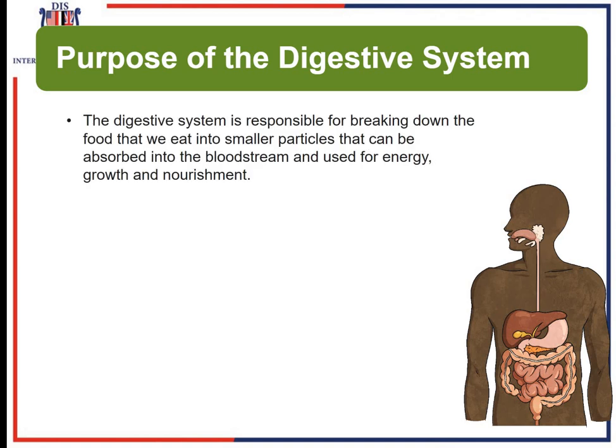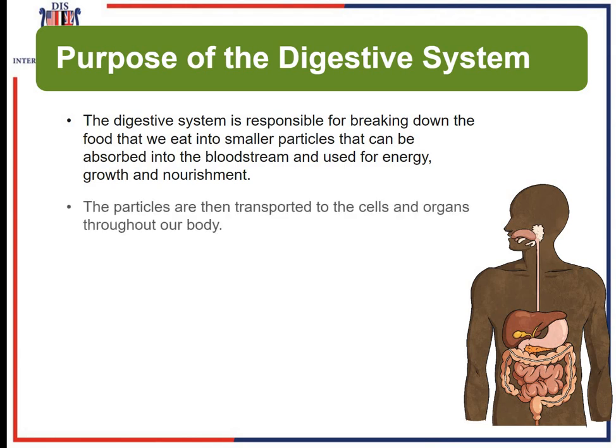What's the purpose of the digestive system? It's responsible for breaking down. This is the function of the digestive system. It's responsible for breaking down the food that we eat into smaller particles that can be absorbed into the bloodstream, and then it will pass through the cells for energy, growth, and nourishment.